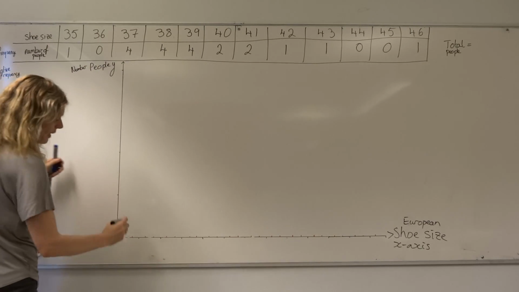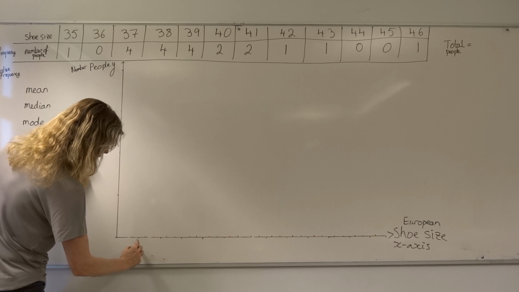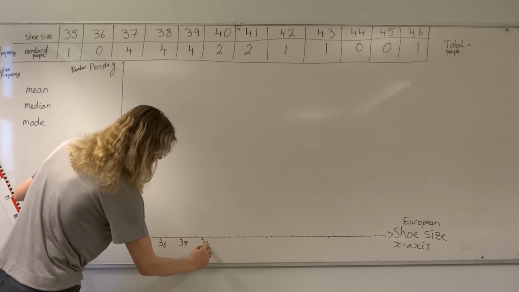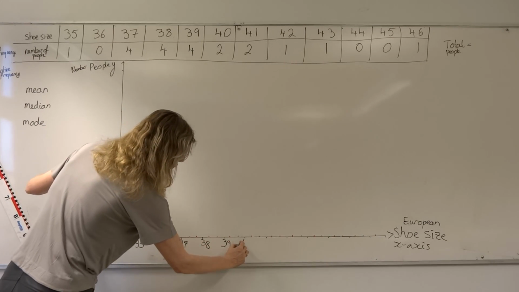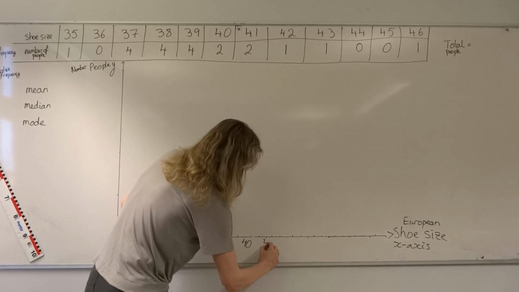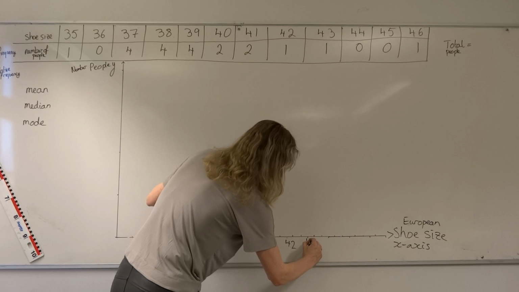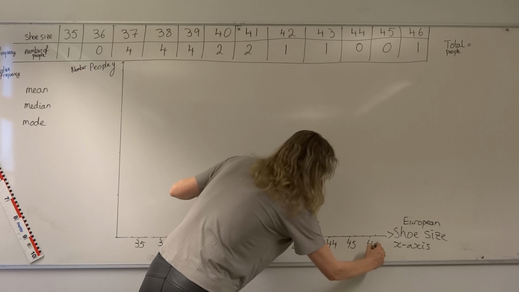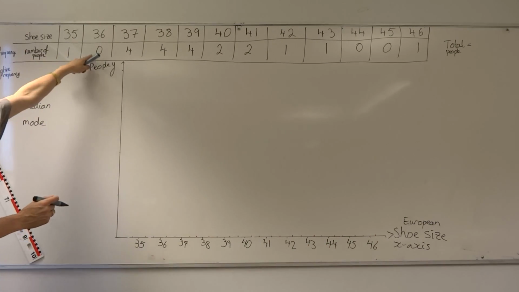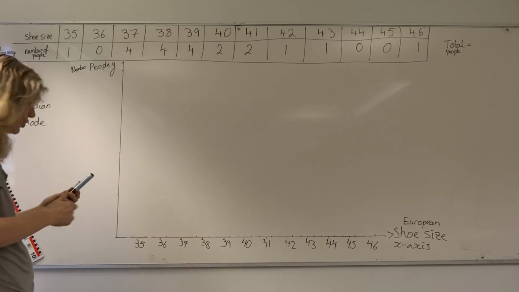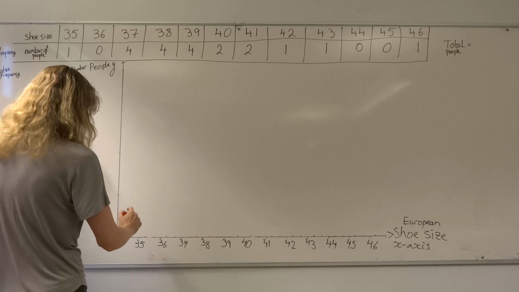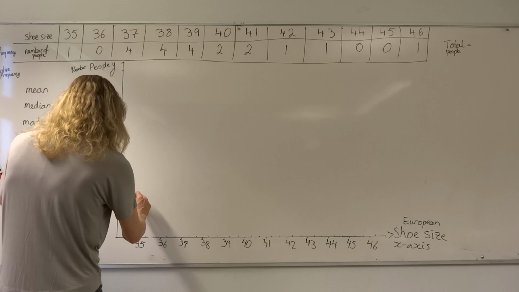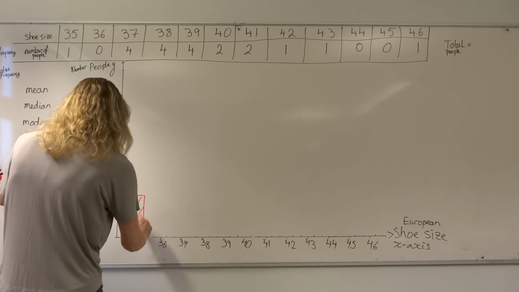So let's make our axis here 35, 36, 37, 38, 39, 40, 41, 42, 43, 44, 45, 46. And it doesn't matter that there was nobody who had that particular shoe size. Let's include it anyway, just to show that there was nobody who had that shoe size. We had one person who had a shoe size of 35. And you should draw these very neatly in your books with your rulers and shade them in.